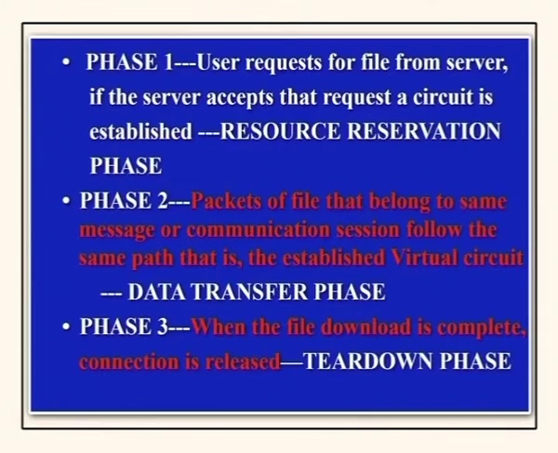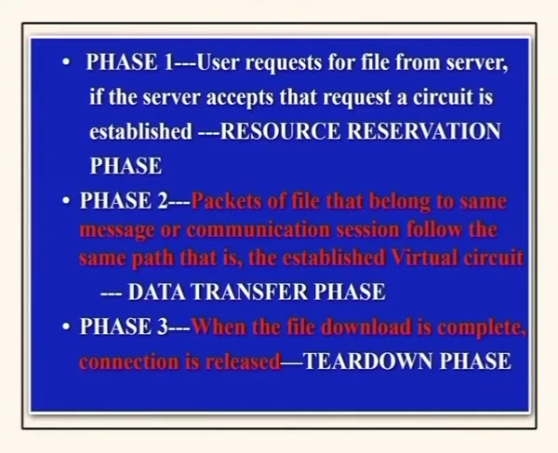Another example of a virtual circuit is downloading a file using FTP, that is File Transfer Protocol. In this example, first the user requests the file from the server. If the server accepts the request, a circuit is established. The file is converted into packets and sent to the requesting user through the established connection. All the packets that belong to the same message or communication session follow the same path, that is the established virtual circuit.